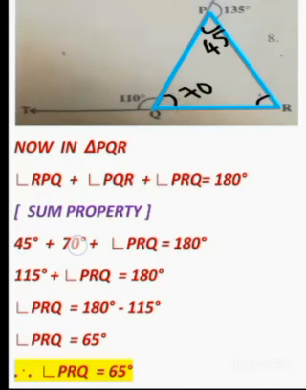So 45 plus 70 degrees is how much, children? 115 degrees plus angle PRQ is equal to 180 degrees. To find the angle PRQ, let us transpose 115 degrees to the right hand side. So angle PRQ is equal to 180 degrees minus 115 degrees. 180 minus 115 is how much, children? 65 degrees. So PRQ is equal to 65 degrees.